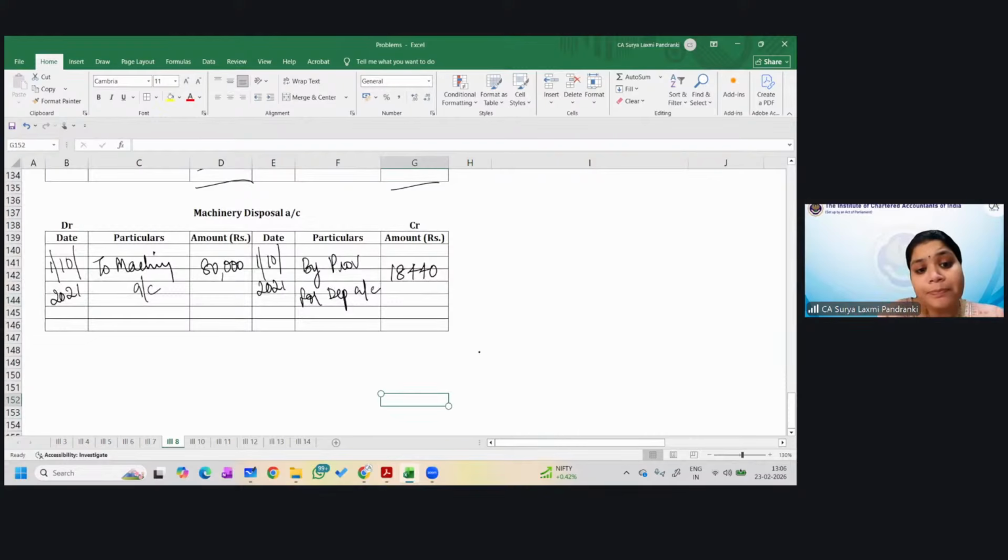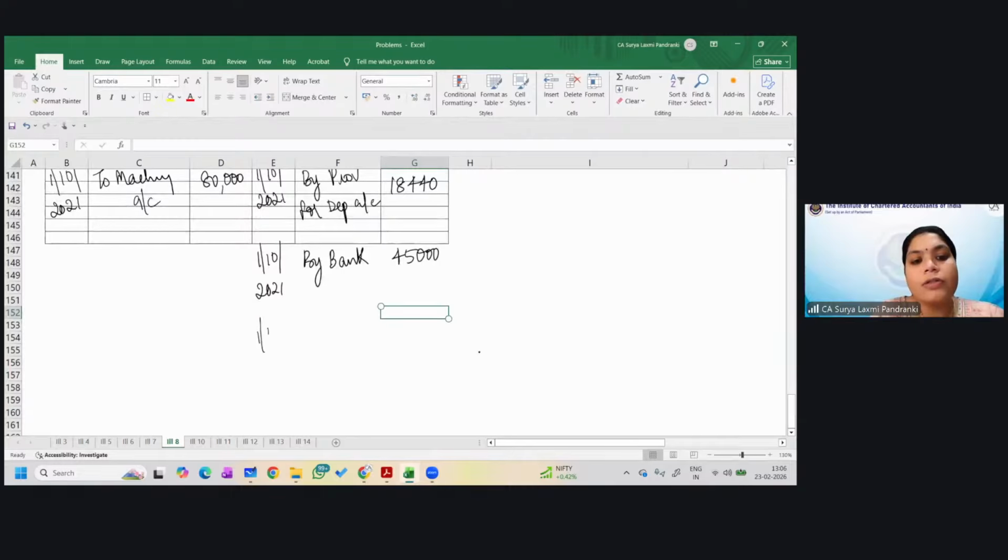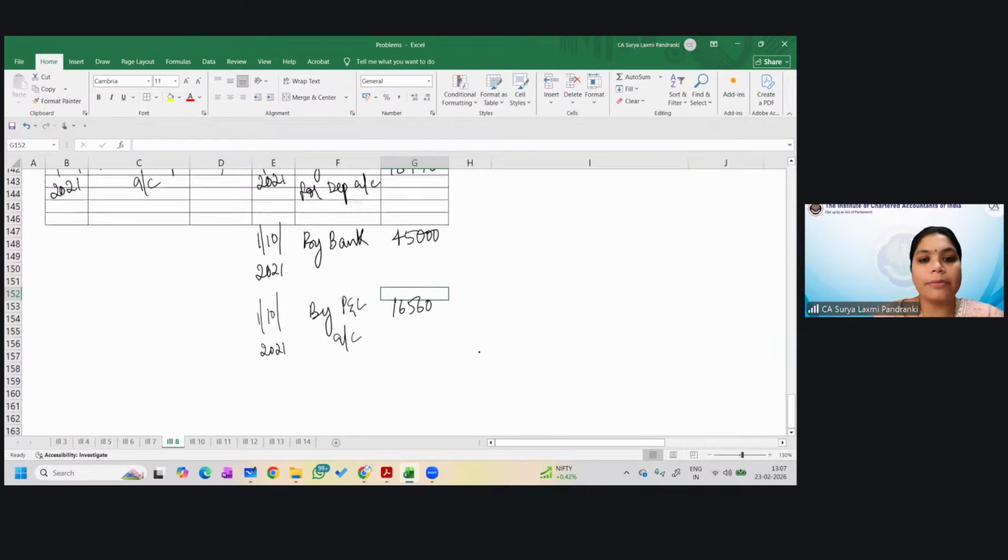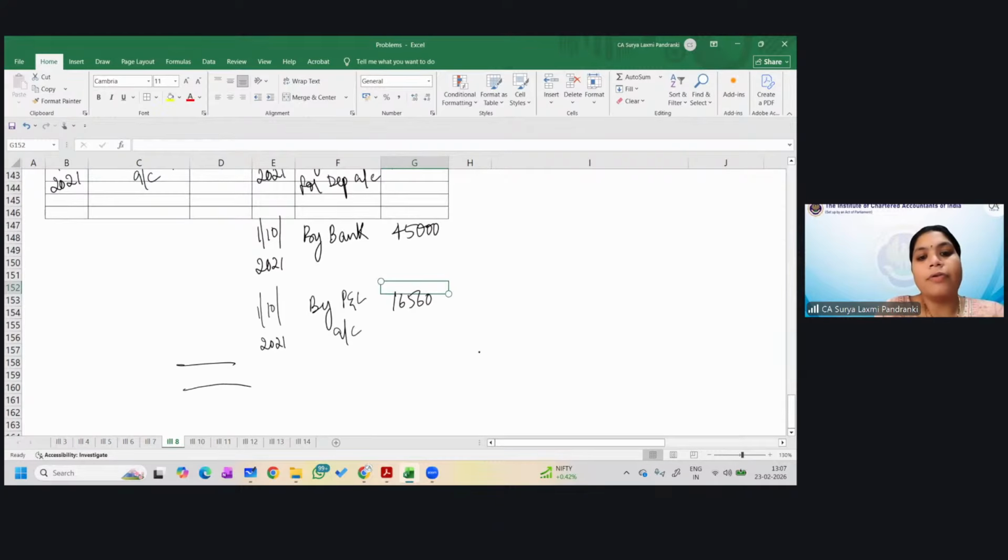I have to record this sale proceeds also. So by bank account, the sale proceeds, you sold it for 45,000, and also you have to record the profit or loss. It is a loss, no? To P&L account. What is the loss that we had? 16,560. This also will be recorded. Hence, the account will be closed. This is clear.